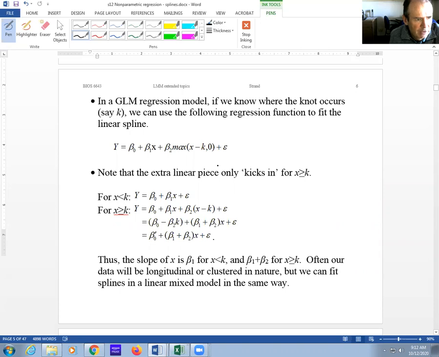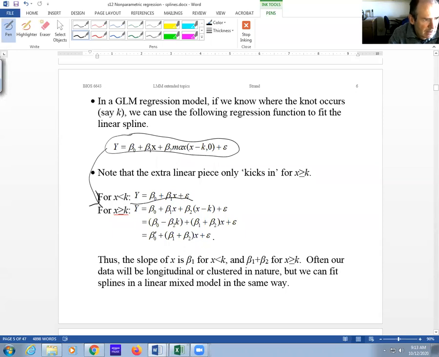And so what's going to happen is for X less than K, this piece doesn't kick in, right? Because the max is going to be 0. But once X reaches K and goes above it, then this piece is going to kick in. So you can actually write this function here that I have here. You can break it down into two pieces. For X less than K, this is what it looks like. It's just a simple linear regression. And then for X greater than or equal to K, you can express it this way. It's also a simple line.